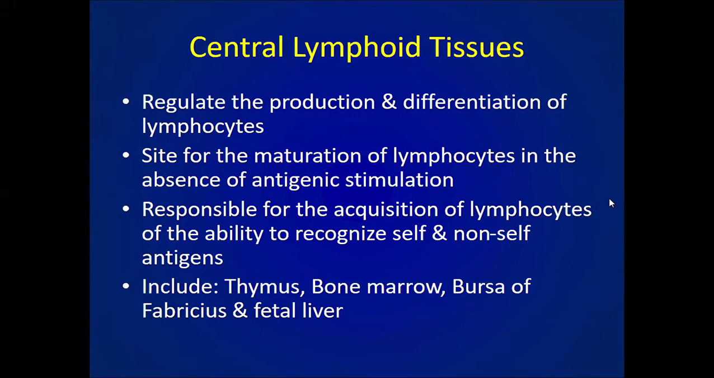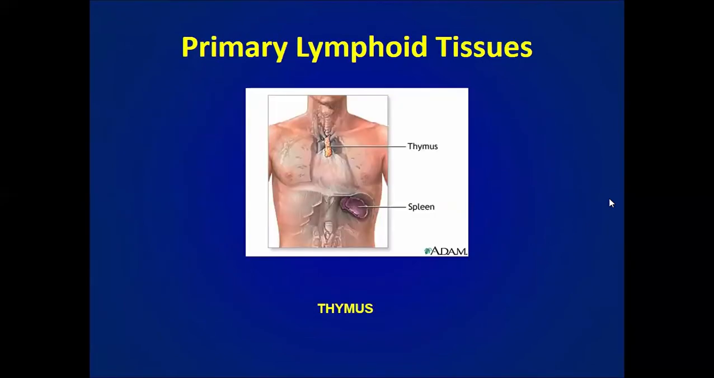So again, we have the thymus, the bone marrow, the bursa of Fabricius, which is the bone marrow equivalent among the birds, and the fetal liver. It also has a contribution in terms of production of lymphoid tissues. Okay, I have mentioned this already.